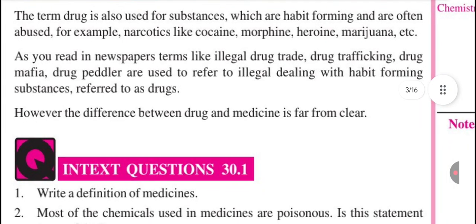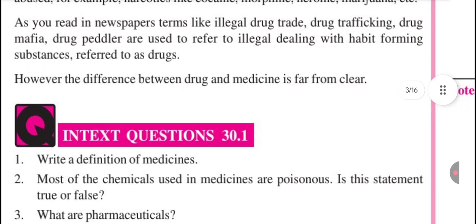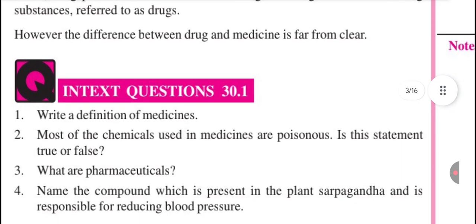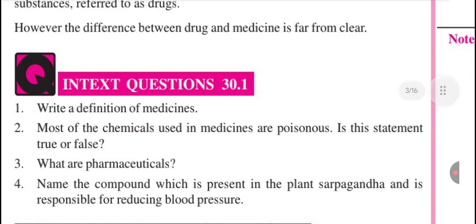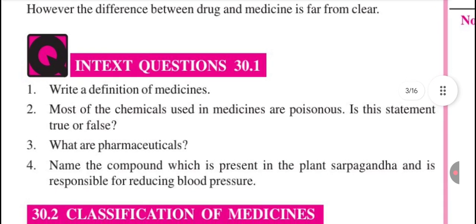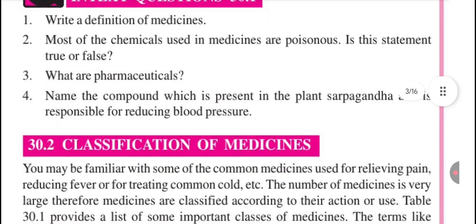The term drug is also used for substances which are habit forming and are often abused. For example, narcotics like cocaine, morphine, heroin, marijuana, etc. As you read in newspapers, terms like illegal drug trade, drug trafficking, drug mafia, drug peddlers are used to refer to illegal dealing with habit forming substances, referred to as drugs. However, the difference between drug and medicine is far from clear.